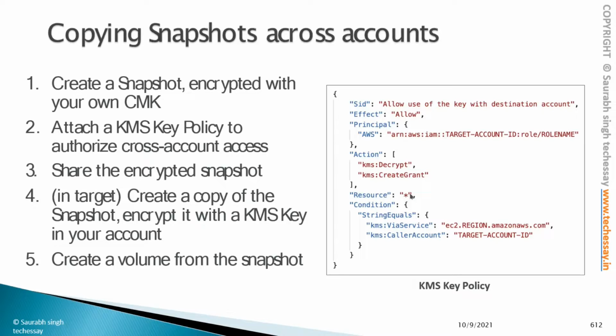The resource is all resources, and the condition is StringEquals kms:ViaService, like ec2.region.amazonaws.com. So if this is the region, then via this service, and here kms:CallerAccount is the target account ID of the caller. So basically this is a sample of a KMS key policy. So let's move further.